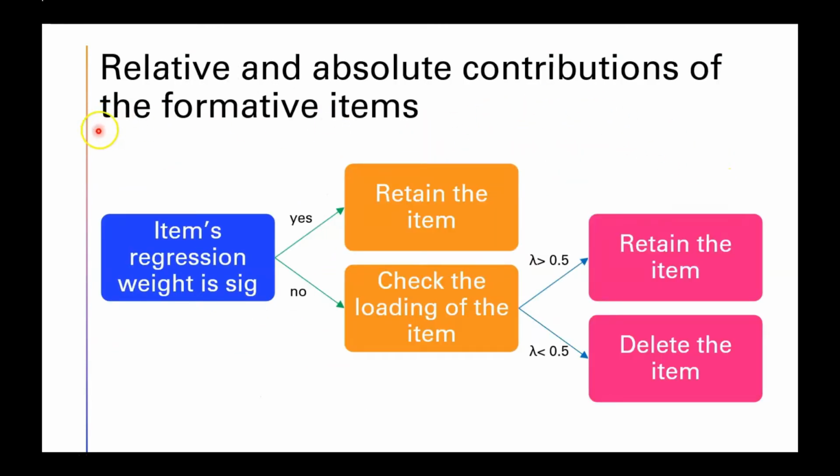And here I have also provided you with the details of assessing the significance and the relevance of the items of a formative measurement model. So remember, you have to run a two-tailed bootstrapping test for the weights of the items. If the weight is significant, then you can simply retain the item in your formative measurement model, and in case the weight of the item is not significant, you need to check the loading of that item. If the loading of the item is above 0.5, you can retain it, and if it is less than 0.5, you have to delete the item from your model.